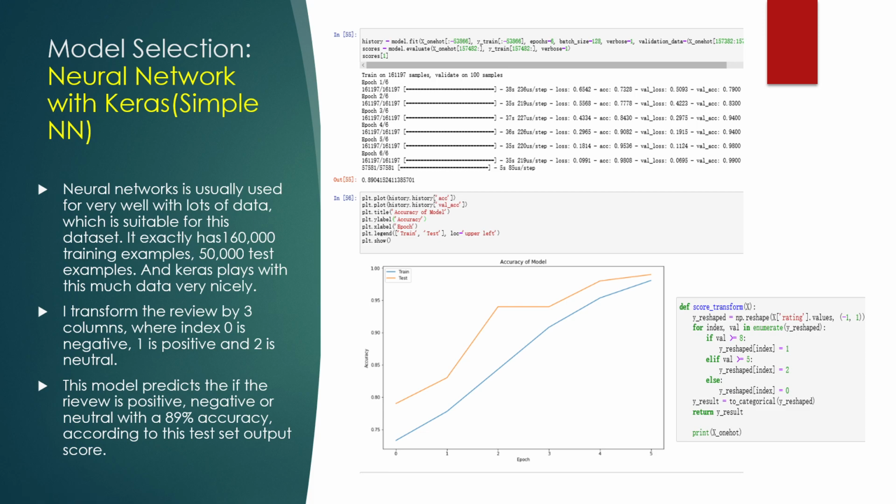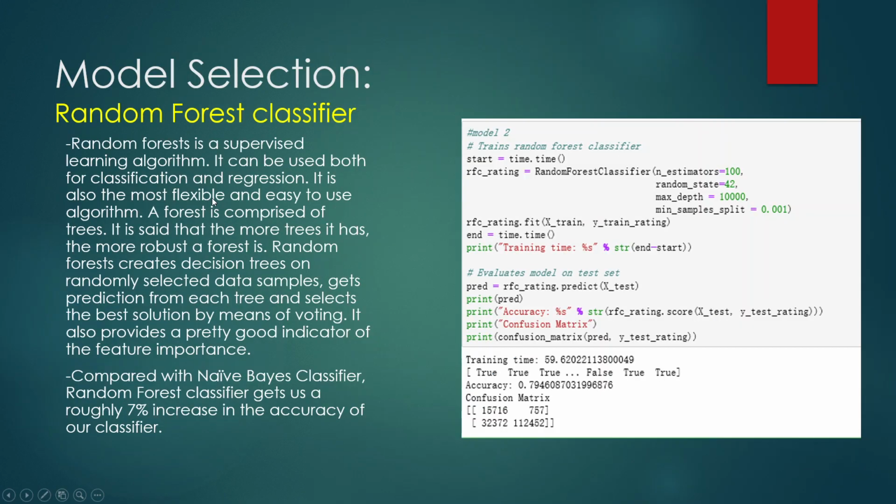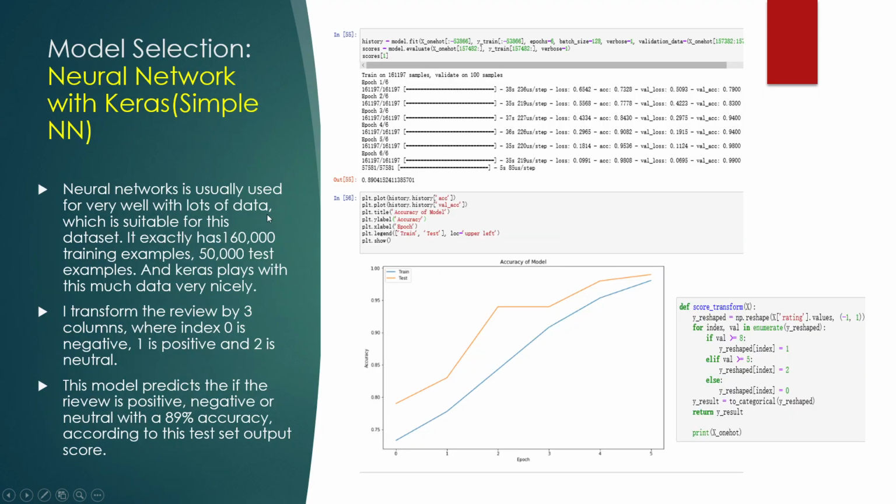The final accuracy is up to 89%. I think this model is the optimal model compared with the previous two classifiers, the Naive Bayes classifier and the random forest classifier.